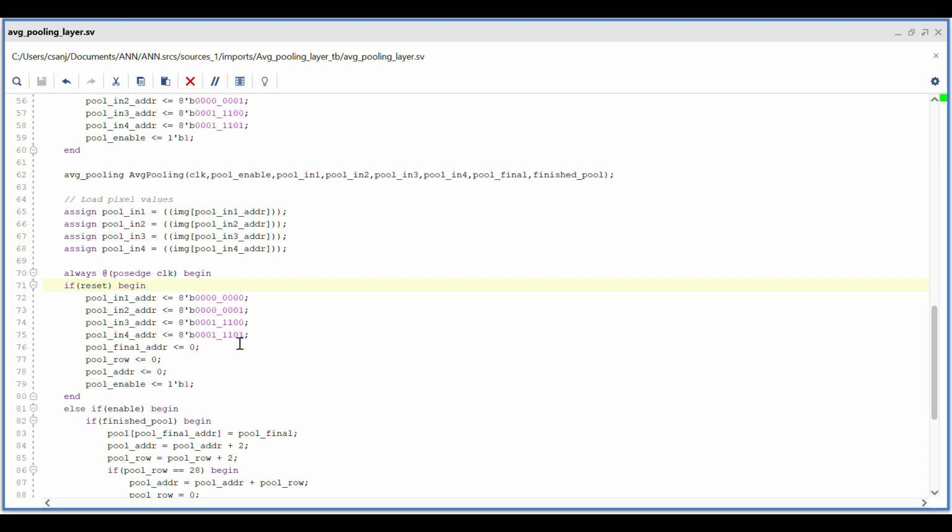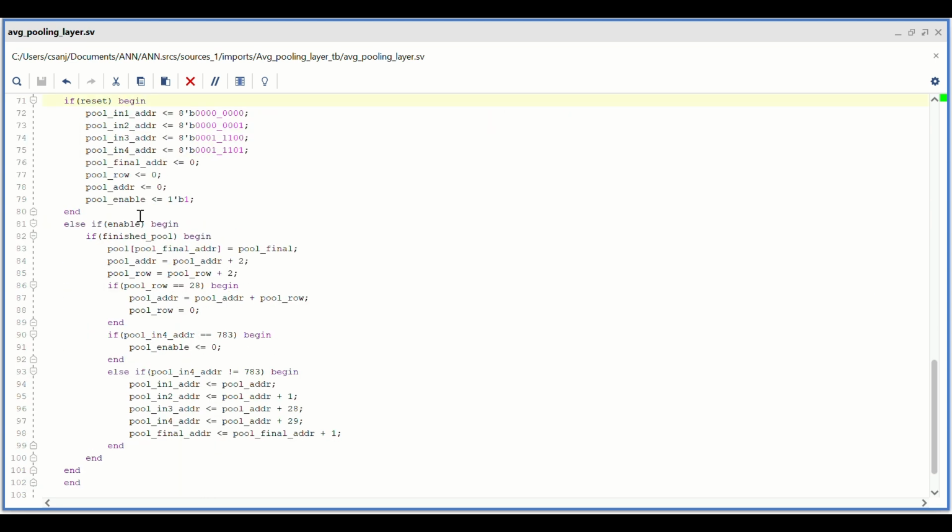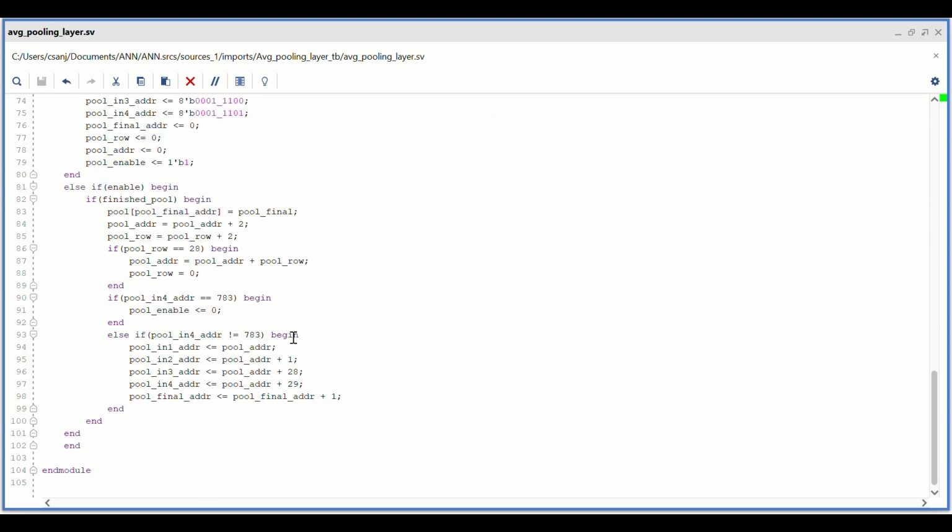Okay, so this is the reset part. Now, if enable is equal to 1, that means compute pooling. What all things do we do? If finish pool is asserted, this means the pooling of the set of pixels I have sent to my average pooling module is computed and sent back, and finish pool is asserted.